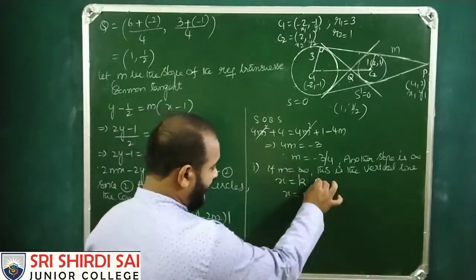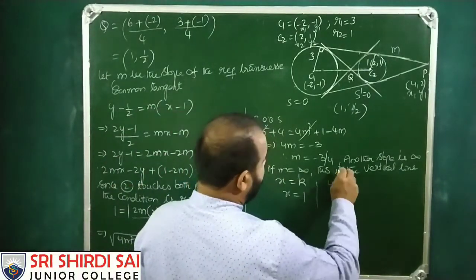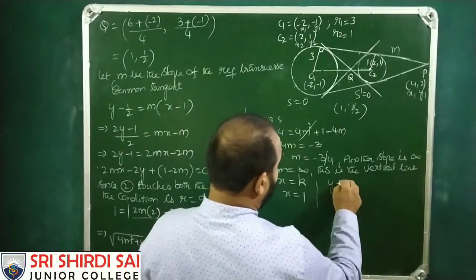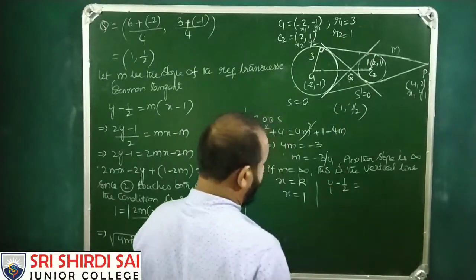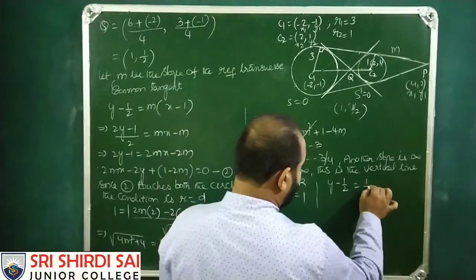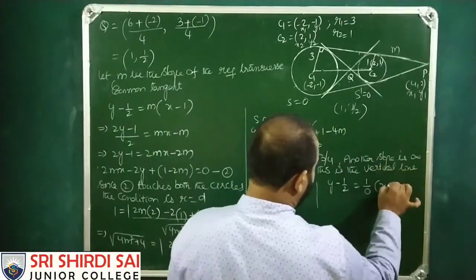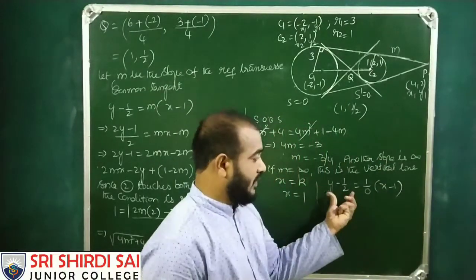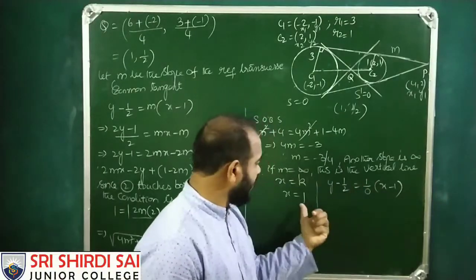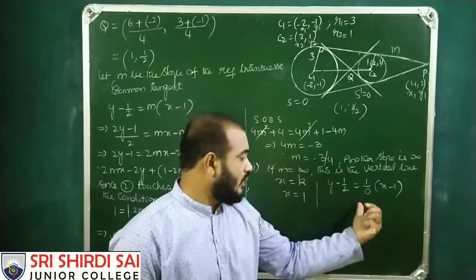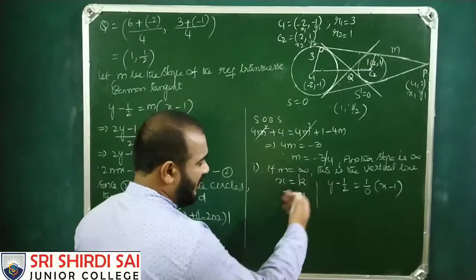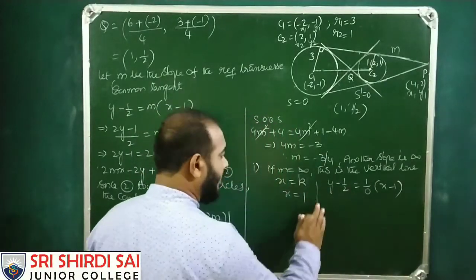Otherwise you may even take it like this. So y minus 1 by 2 is equal to m, which is infinity, which is 1 by 0, into x minus 1. So 0 into something is equal to 1 into x minus 1, or x minus 1 equals 0, x equals 1. One of these two you may take into account.